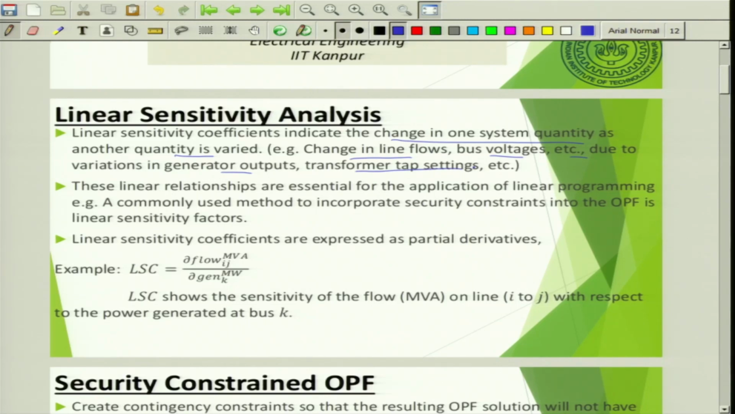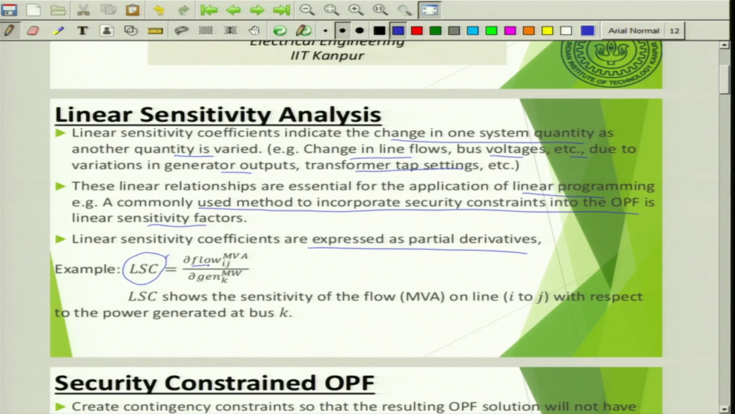These linear relationships are essential for the application of linear programming. For example, a commonly used method to incorporate security constraints into the OPF is linear sensitivity factors. So, linear sensitivity coefficients are expressed as partial derivatives. You see here a linear sensitivity coefficient, this is one of the examples.